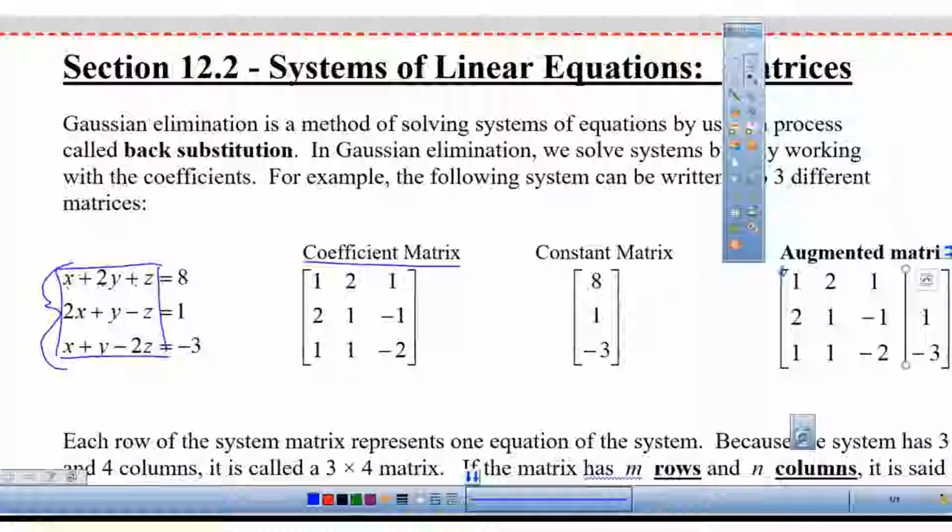Okay, this augmented matrix is the one that is important. So basically, see this equal sign? You just turn this into a solid line right there. So you have 1, 2, 1, 2, 1, negative 1, 1, 1, negative 2, and then over here on the right hand side, that's supposed to be an 8, and then 1, negative 3. So that's an augmented matrix.